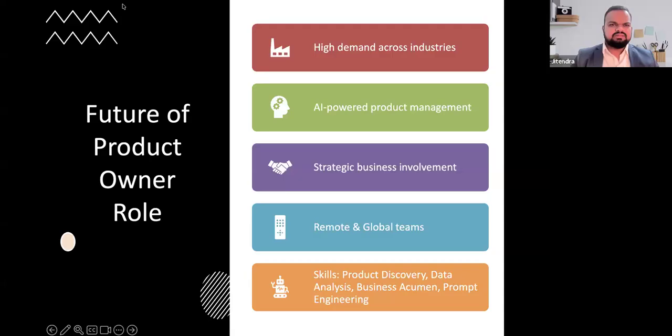Now the next question comes: okay, fine, I understood. Anyway, I'm a Scrum Master, I'm a developer, I interact with the product owner day by day. But what is the future of this job role? Do we have enough job opportunities? What is the scope of this job role going to be in the market?